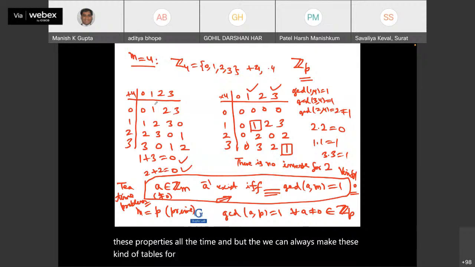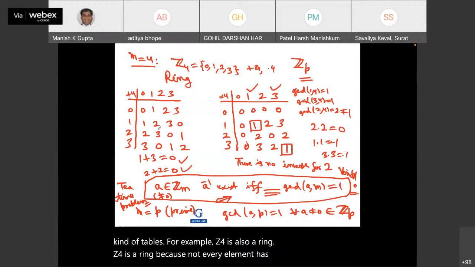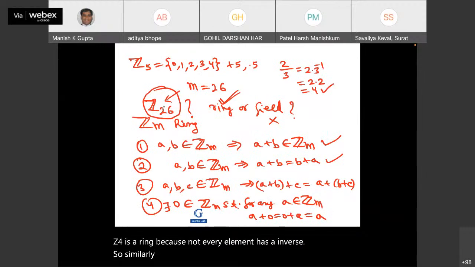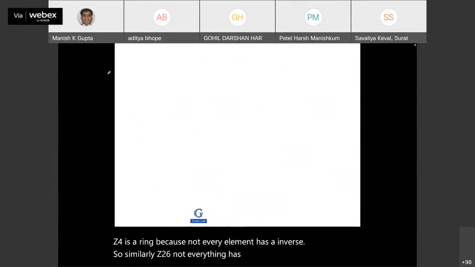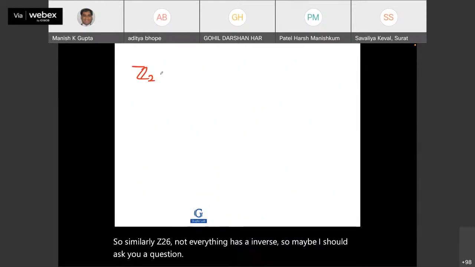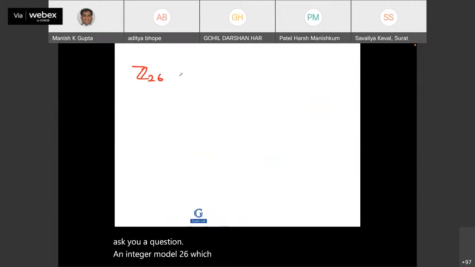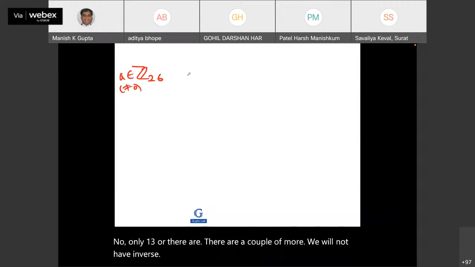For example, Z4 is also a ring, because not every element has an inverse. Similarly, in Z26, not everything has an inverse. So maybe I should ask you a question. In integers modulo 26, which elements have no inverse? Suppose a non-zero element like 13. 13 could be the answer. Only 13, or are there a couple more that will not have an inverse? 13 and 2. That is there, but there will be more actually, right?